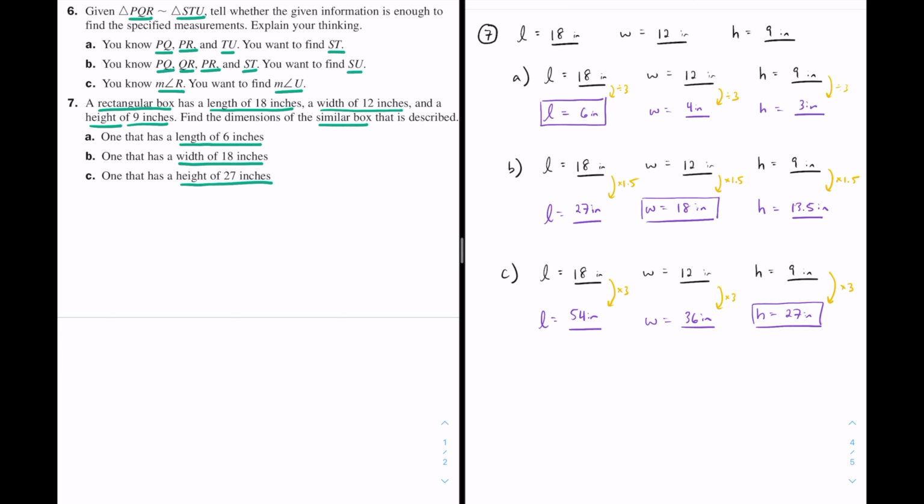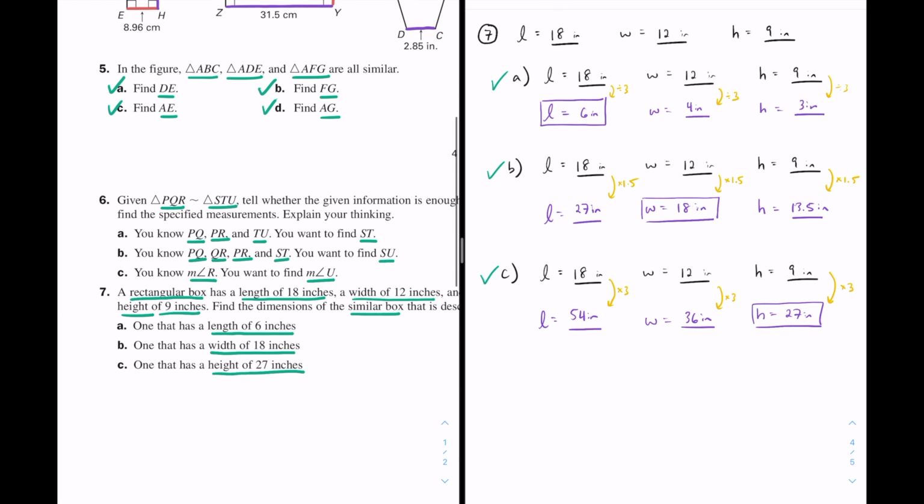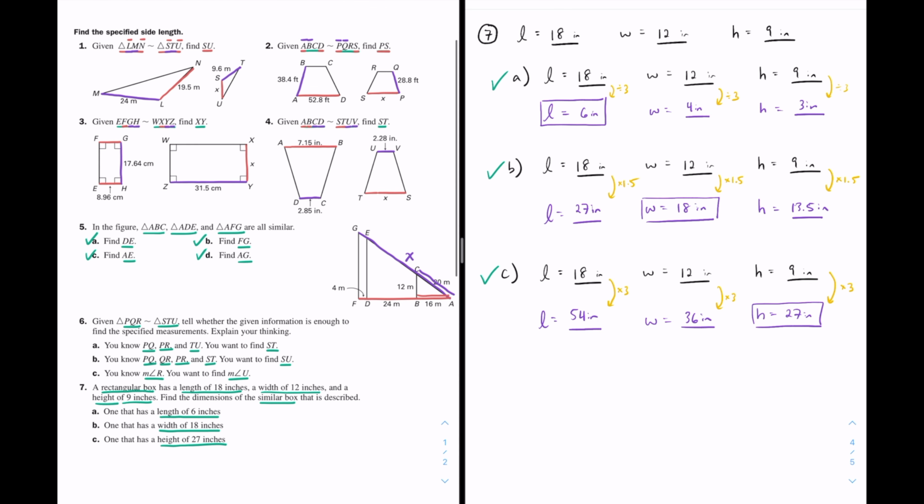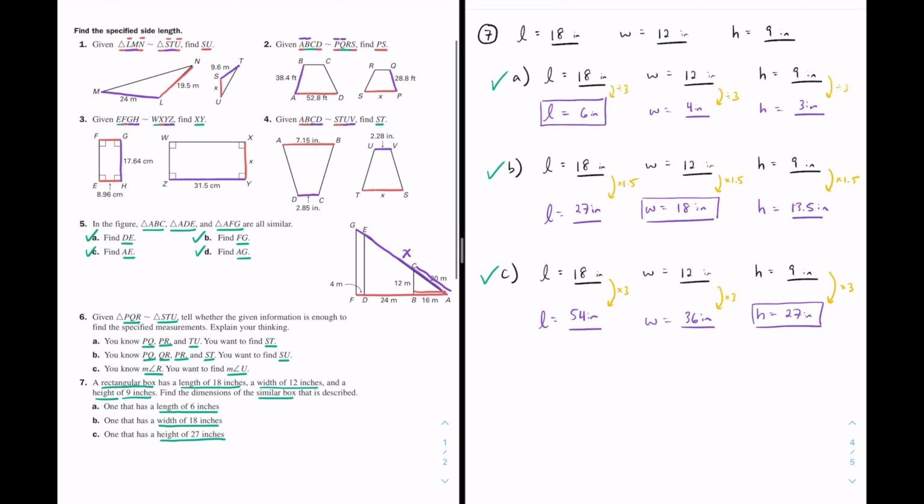But for A, this one, the box was scaled down. So all the measurements were 3 times smaller. For part B, all the measurements were scaled up by a little bit. It was times 1.5. And for part C, they were much bigger. All the dimensions were 3 times bigger. So there you have these 7 practice problems on finding ratios applied to similarity in shapes for geometry.